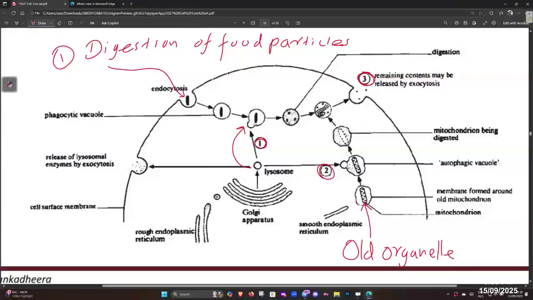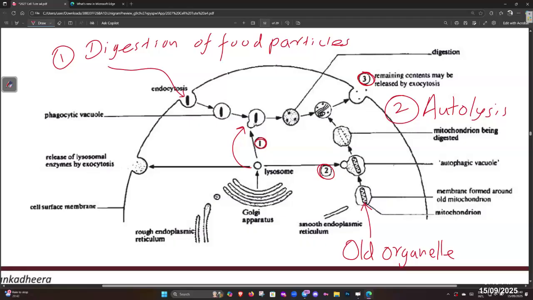Old cell organelles like peroxisomes and mitochondria can be removed with the help of the lysosomes. We call this autolysis. Number two, autolysis. So mitochondria and other old cell organelles are removed by lysosomes by a process called autolysis.